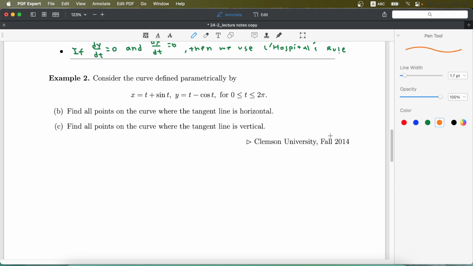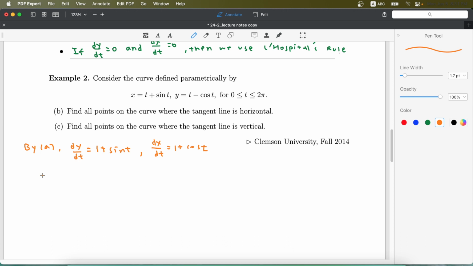By using A, we have dy over dt. Well, even if you don't use A, you still can take the derivative directly. It's not too difficult. So dy over dt is 1 plus sine t. dx over dt is 1 plus cosine t.